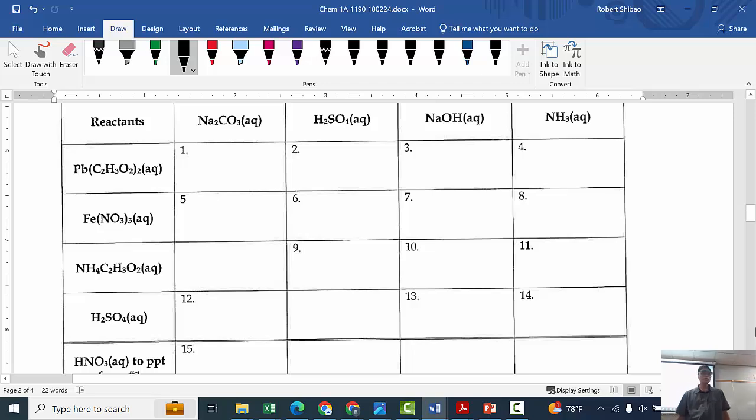All right, the next row we have what? Iron 3 nitrate. And let's take a look at what iron 3 nitrate looks like. This is iron 3 nitrate. What would you call this? Clear orange. Clear orange solution is fine.